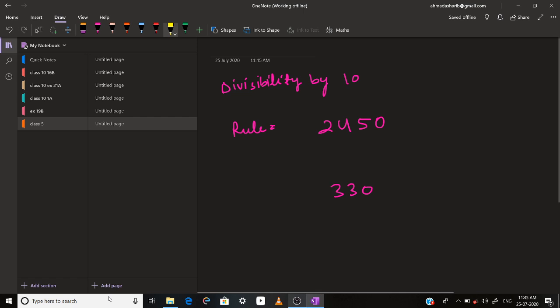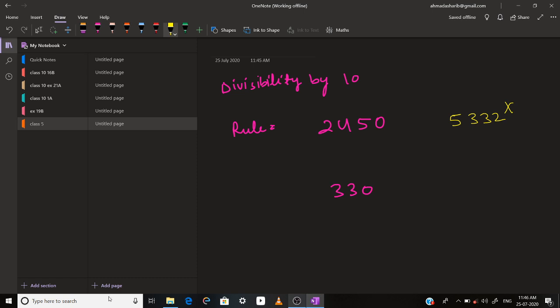On the other hand, if there is any digit other than 0, for example 5332, there is 2 in the unit place, so this number is not divisible by 10. It is very important that a number will be divisible by 10 only if it has 0 in its unit place. Okay, fine.